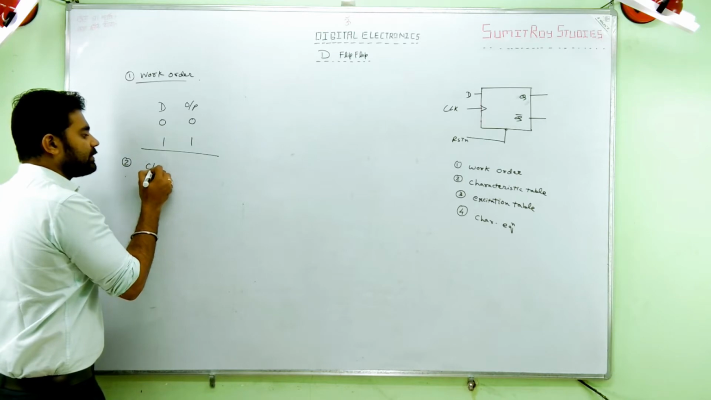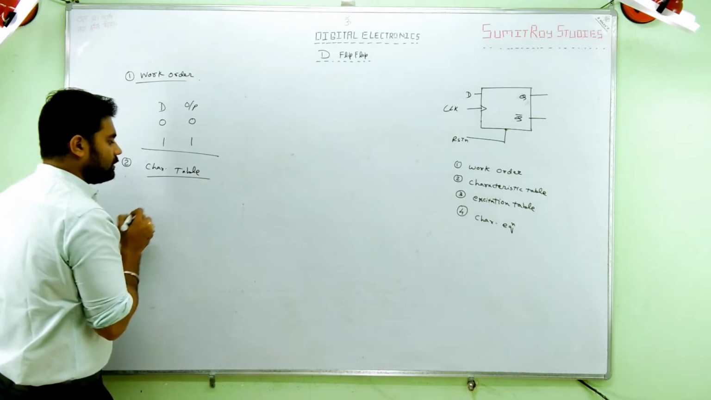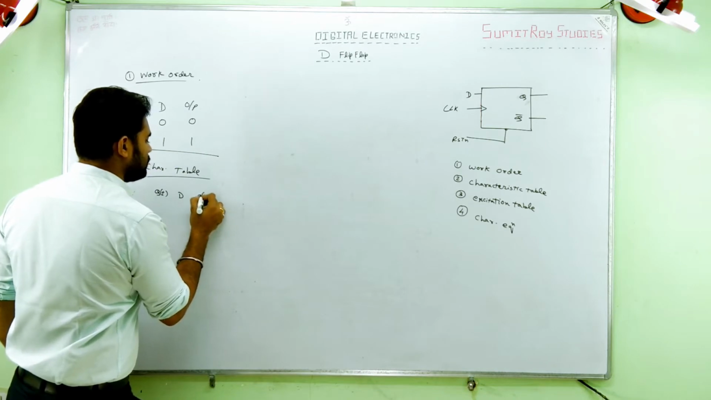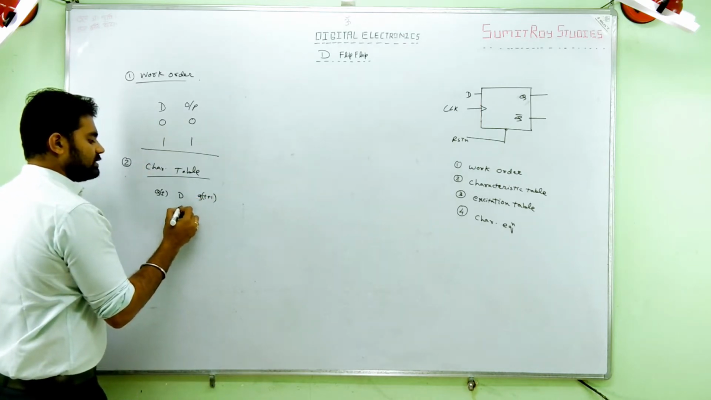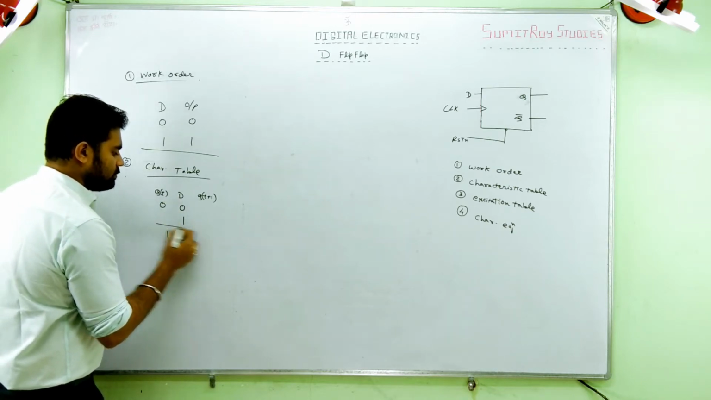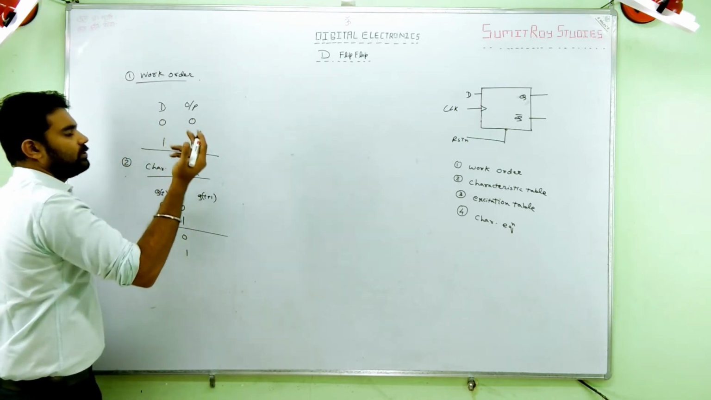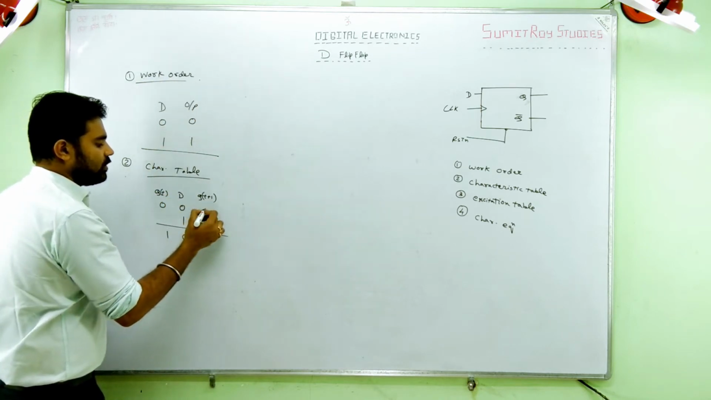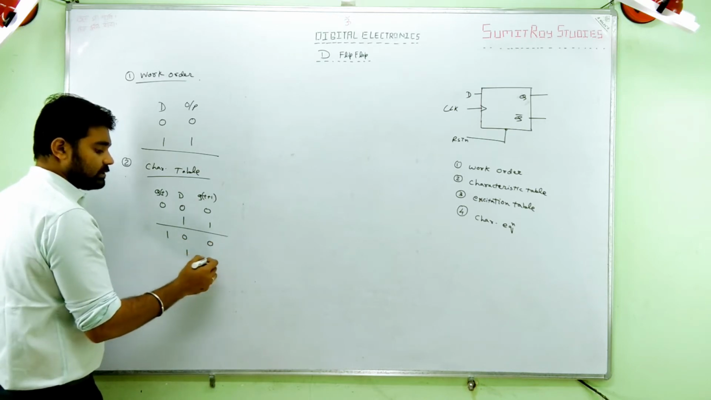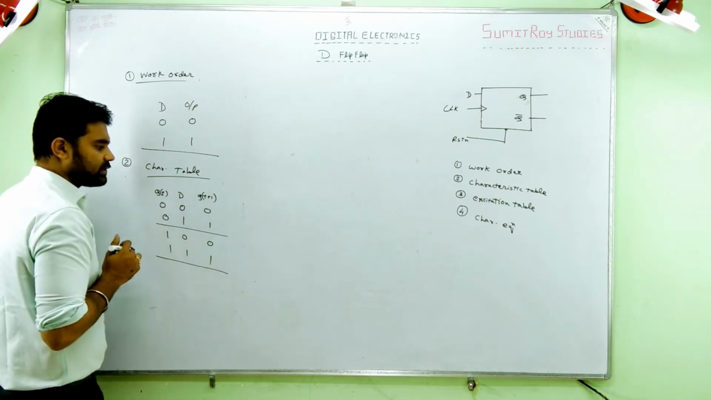Second, that is characteristic table. In characteristic table, this is QT, this is D, and this will be QT plus 1. So 0 works with 0 and 1, and 1 works with 0 and 1. Now if D is 0, as we have studied from the work order, output will be 0, and if D is 1, output will be 1. Similarly, again, if D is 0, output will be 0, and if D is 1, output will be 1. We'll fill it up with 0 and 1. So this is the characteristic table.